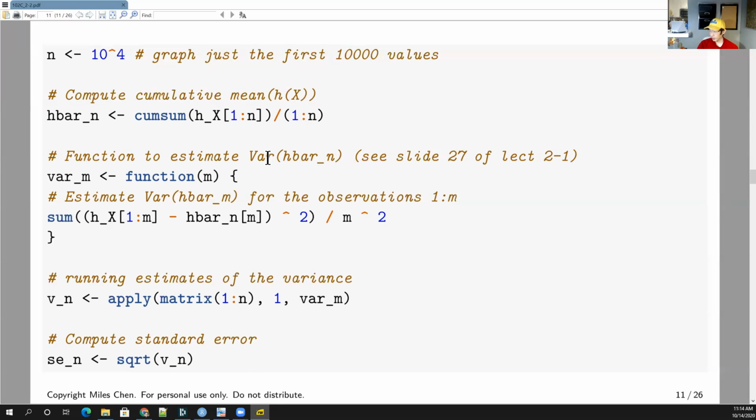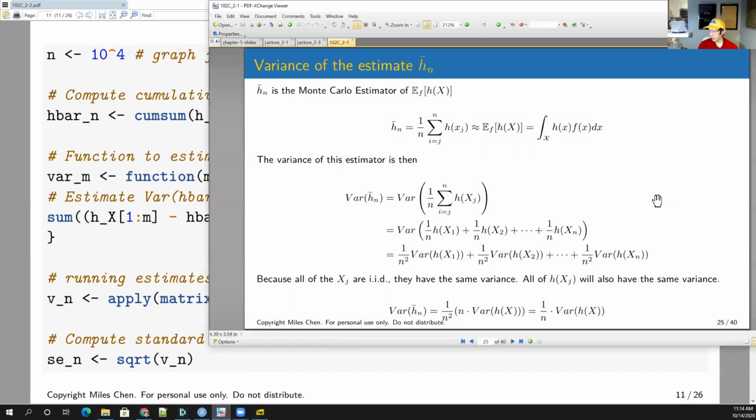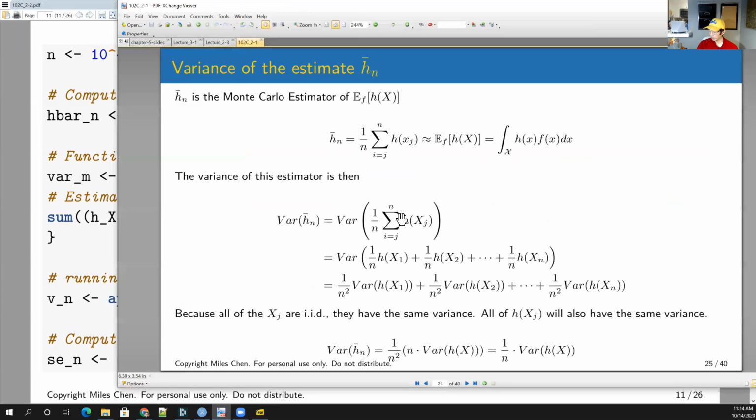And then I want to be able to estimate the variance of this. If we go back to Monday's lecture, we asked what's the variance of h bar sub n? We went through a bit of math and said that it's basically a sample mean, and so the variance is going to be 1 over n times the variance of h of x. Well, what's the variance of h of x?